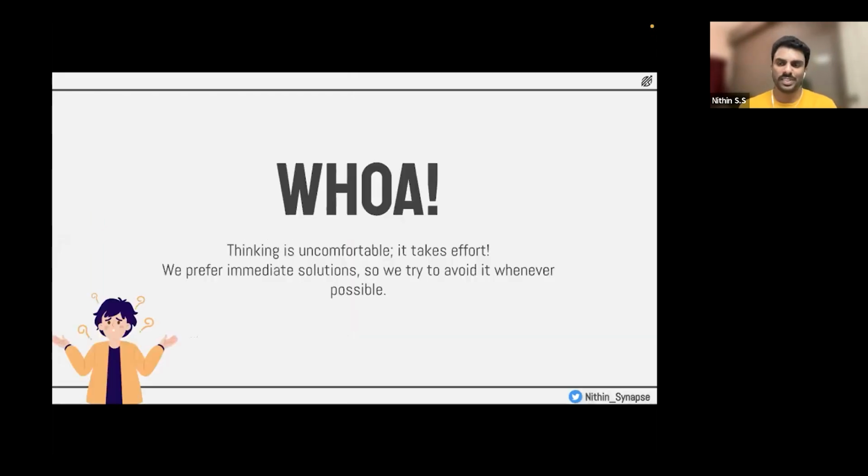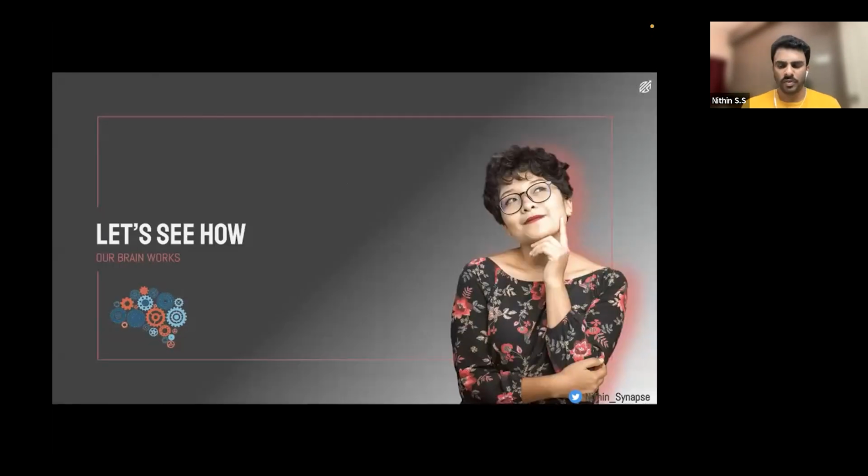So thinking is uncomfortable. It takes more effort. We prefer to have immediate solutions, which come from our prior knowledge, by grouping our thoughts, and we try to avoid our thinking process as much as possible. So before we go deeper, let's see how our brain works.